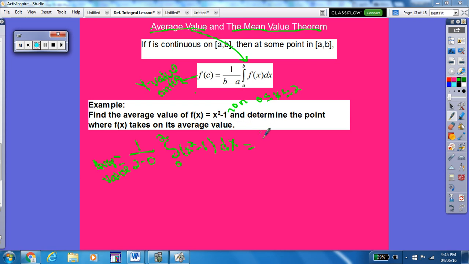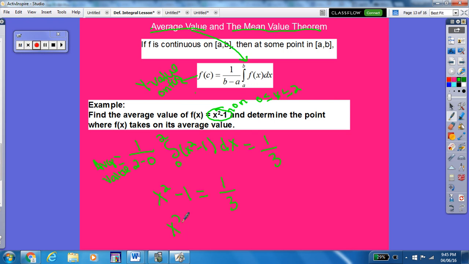My calculator tells me that this comes out to 1/3, or 0.3 repeating. And so this is the average value. What the mean value theorem then says is that we can take the actual function, x squared minus 1, and set that equal to the average value, which is 1/3, and solve for x, and that'll tell us where the function will take on that value. Now keep in mind, when we get our answer, it should be inside the interval.